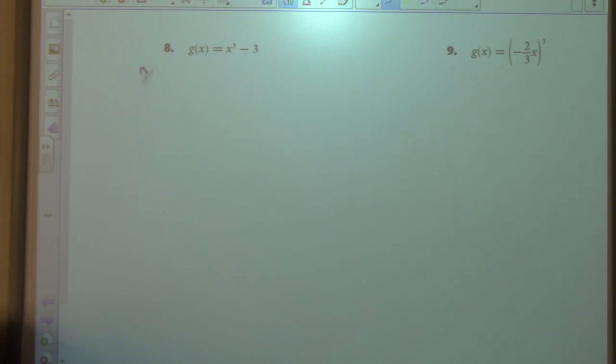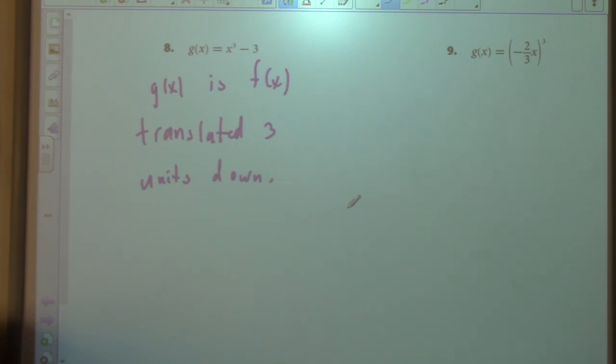So g of x is f of x translated three units down, right? Questions on that? Does that look good? All right, good.